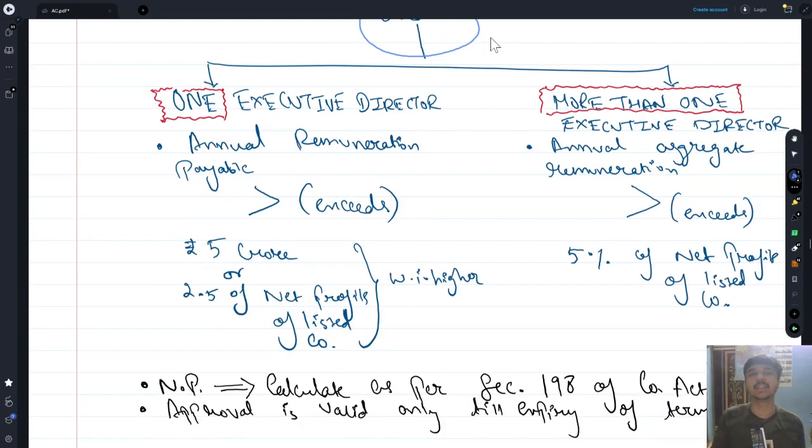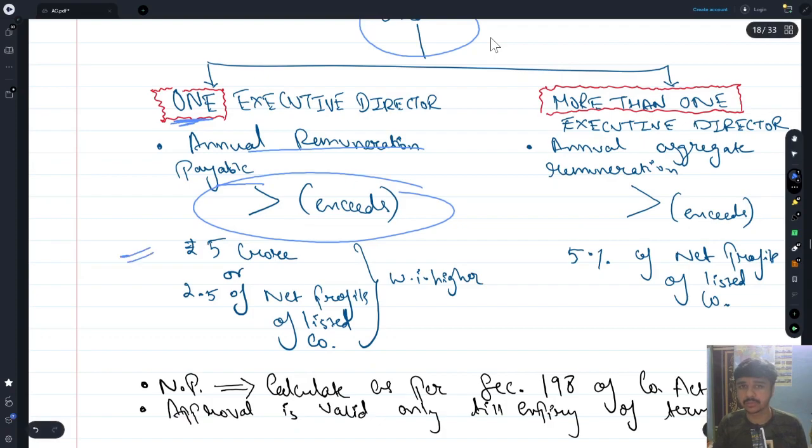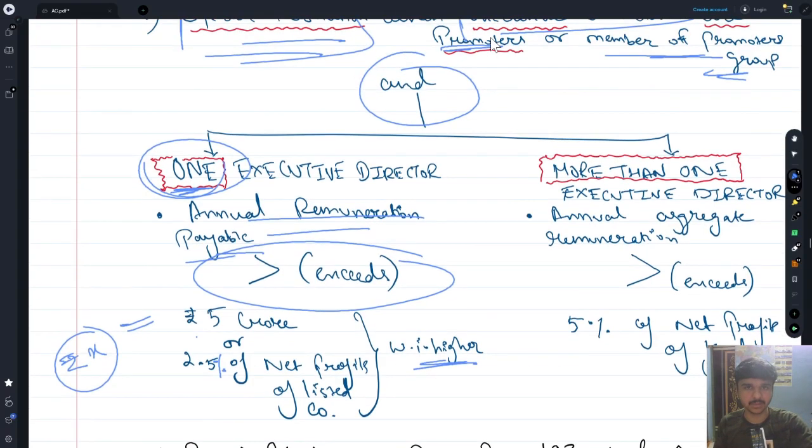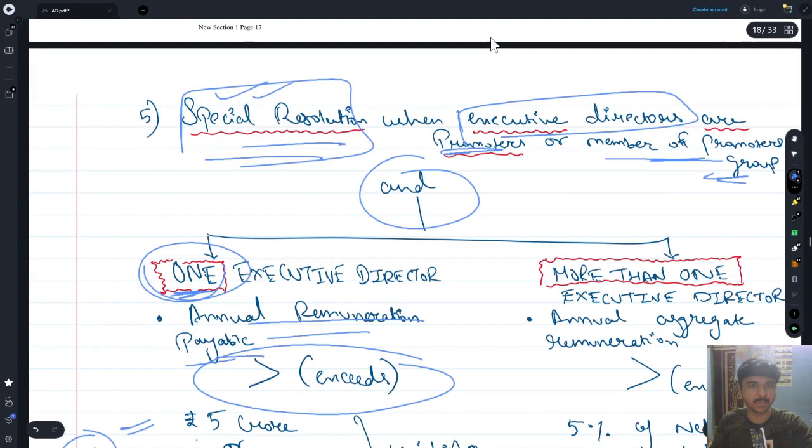Necessary. So, if there's one executive director and the annual remuneration payable to him exceeds rupees 5 crore or 2.5% of net profits of the listed company, whichever is higher, whatever the X amount comes here, if the annual remuneration payable to this one executive director exceeds it, then you need to have a special resolution passed.